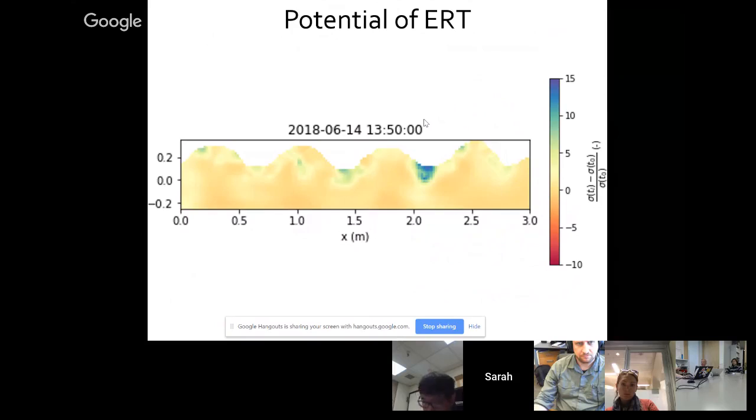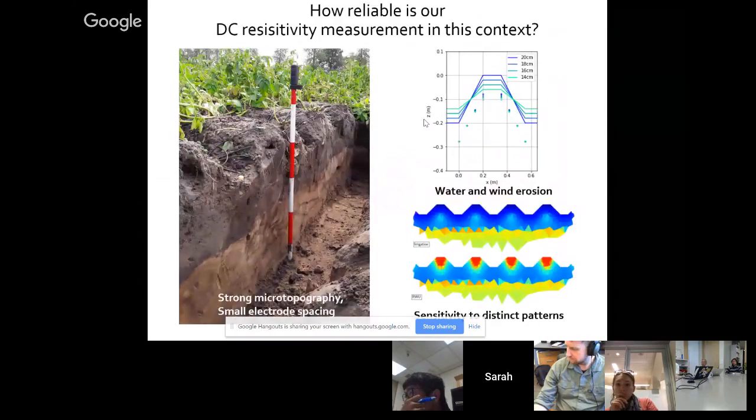It has been done already. In my group, we did it on several cases in eco-hydrological contexts, in forests, in mixed farming, but mainly on flat surfaces or on slopes, without an important microtopography like this. So how reliable will our measurement be in this context? That's the question I've been asking myself when we set up the experiment. We have this small electrode spacing because we want to image very small scale processes, but we have a strong microtopography. It's as if you're measuring on a mountain with large scale ERT, and here you have small scale electrodes, but also microtopography in the same order of magnitude.